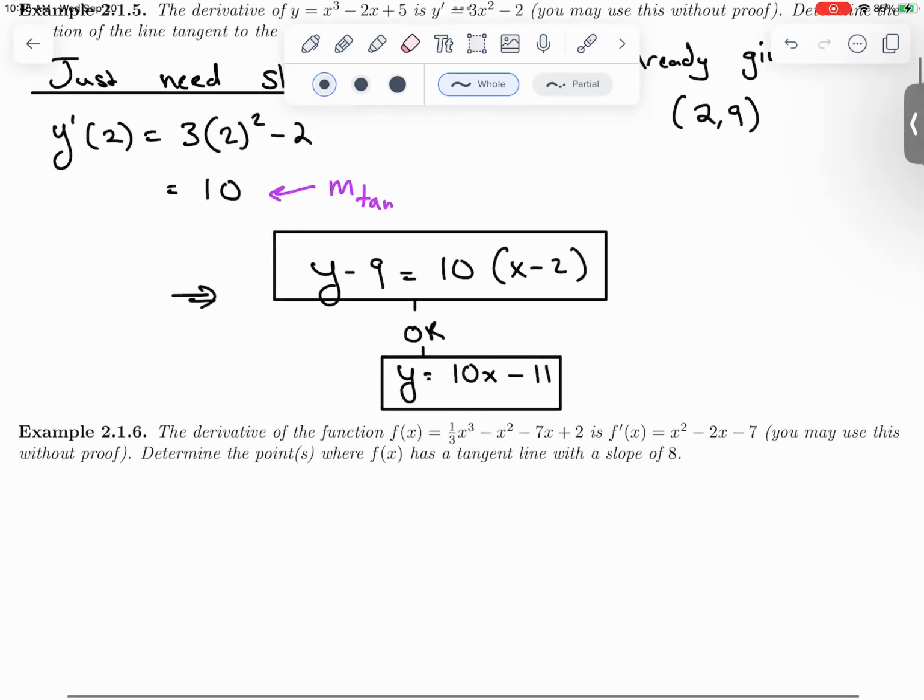Determine the points where f has a tangent line with a slope of 8. Okay. How would I do this? Yes, please.